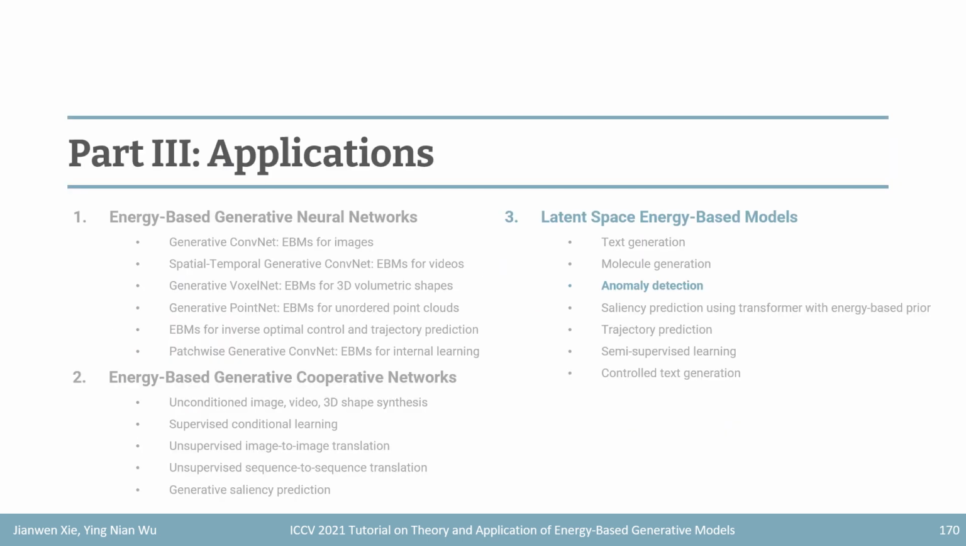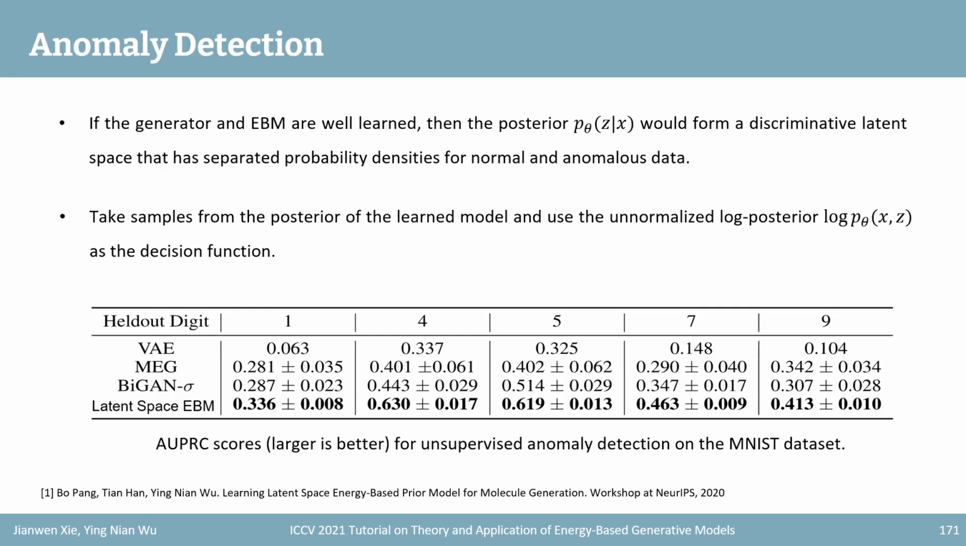Now let's talk about anomaly detection. If the generator and EBM prime are well learned, then the posterior P of Z given X would form a discriminative latent space that has separated probability densities for normal and anomalous data. Take samples from the posterior of the learned model and use the unnormalized log posterior as the decision function to detect anomalies. The table shows a performance comparison.